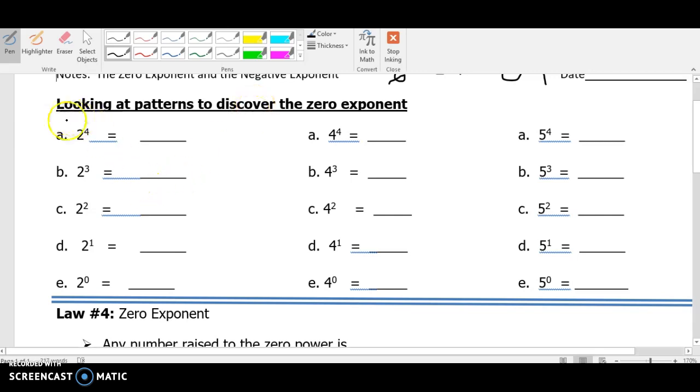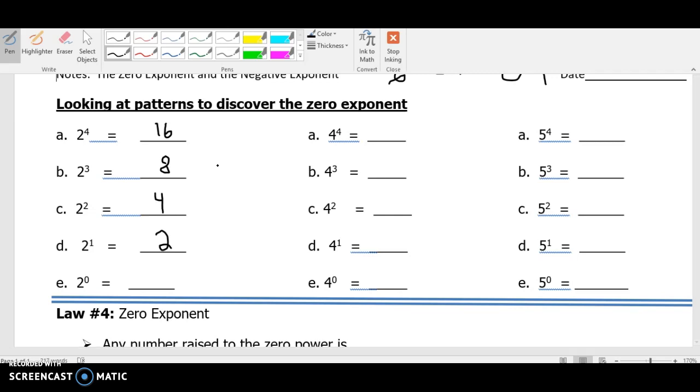So, for example, in this column here, we'll wait on E and do the rest of them. 2 to the 1st, that's 2. 2 to the 2nd, that's 4. 2 to the 3rd, that's 8. And 2 to the 4th, that is 16. I want you to do this for all of these columns, so do it for the next two.